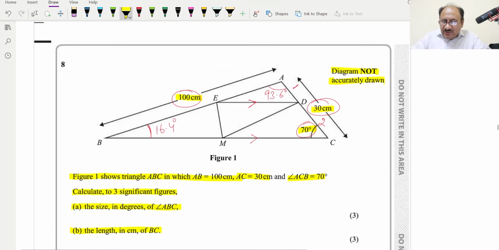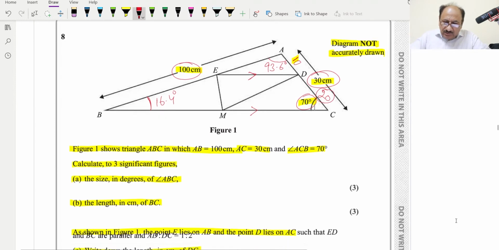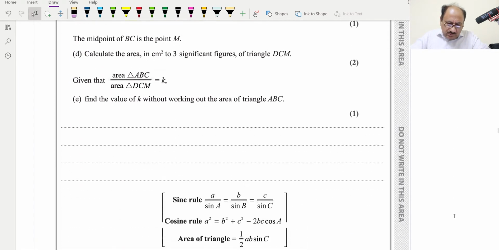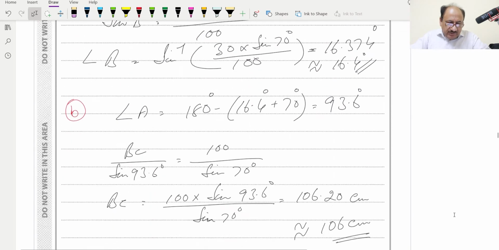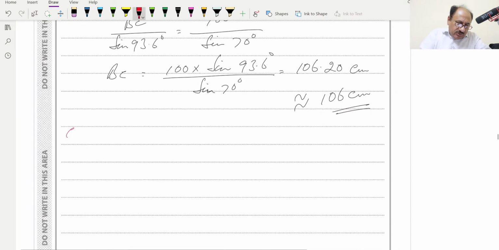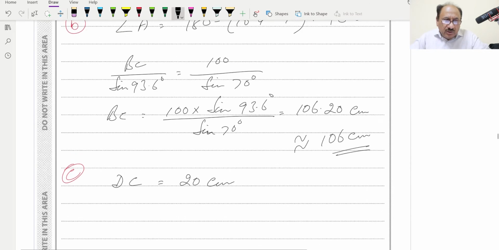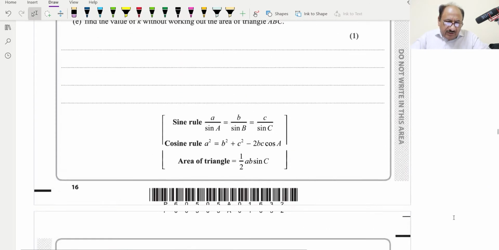So 30 is divided into 1 ratio 2. We can write it as 10 ratio 20 by multiplying by 10. So DC will be 20, and this is a 1-mark easier question. So this will be C part, and DC will be equal to 20 centimeters. Hopefully you understood this.